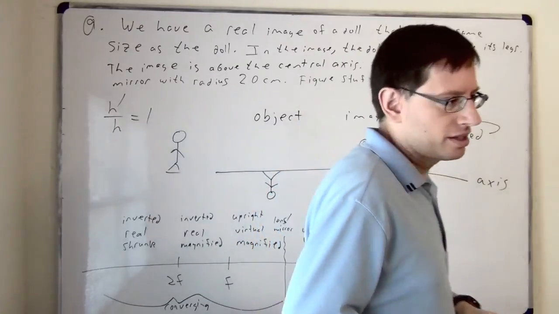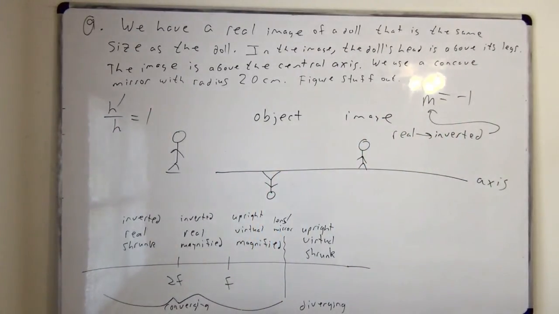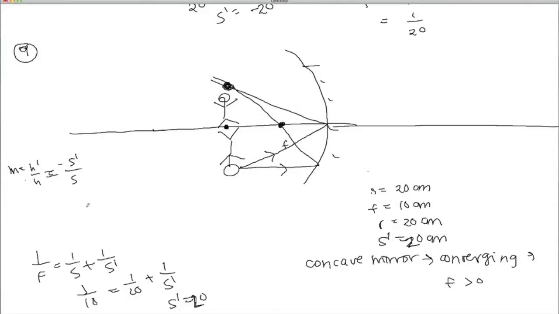All right, and now what? Wait, what are we doing? We were trying to show how we knew that S was going to be 20. We know M is negative 1, so negative 1 equals negative S prime over S. S prime equals S. That's actually as far as you can go.